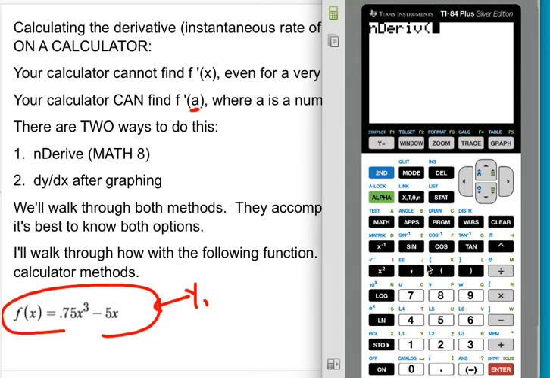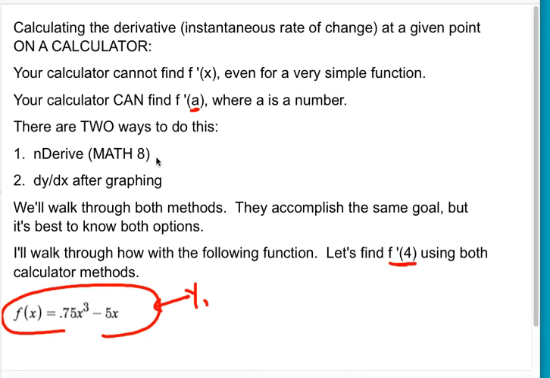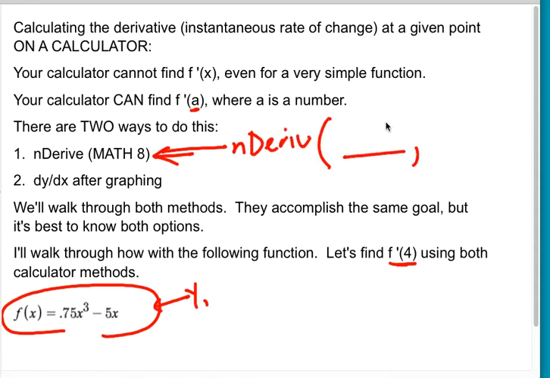So when you do n-derive, here's what's going to happen. You're going to have the function that you're differentiating. You're going to have the variable that you're differentiating with respect to, which is almost always x. And then you're going to have at this x equals some a.